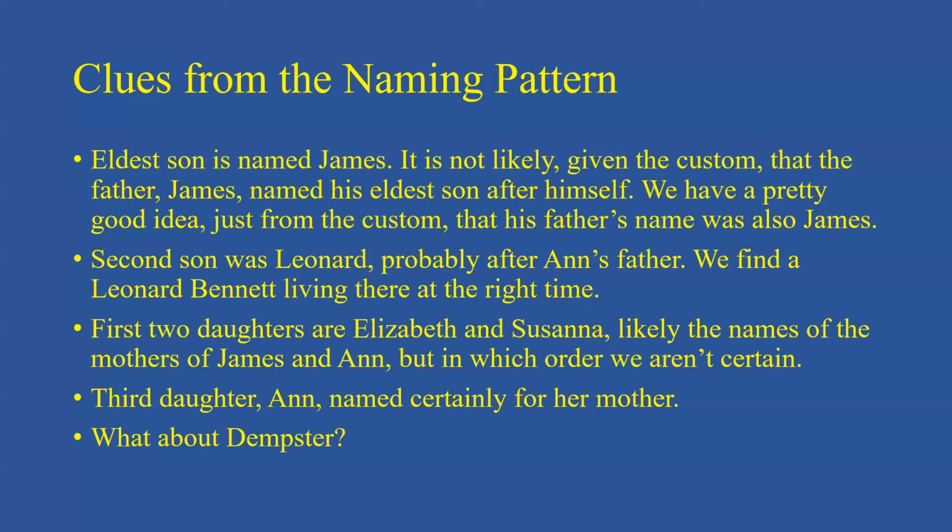The third son is named John, and in this case, since the father's father, James, was also the name of the father, they wouldn't have used it twice. So they chose another name, John, which may be a brother's name. We can't be completely sure. We look further into the daughters. The first two daughters are Elizabeth and Susanna, likely the names of the mothers of James and Anne, but we can't be certain of the order.